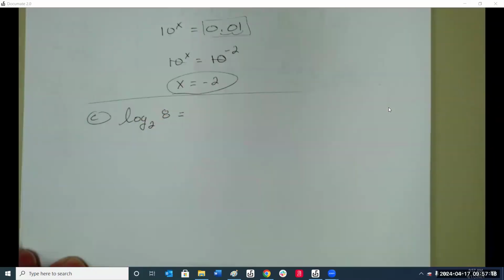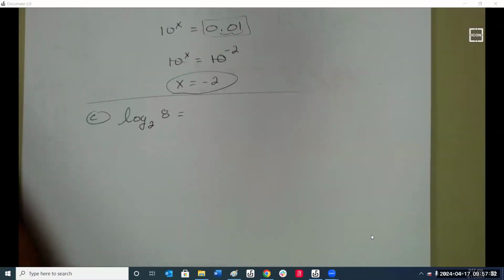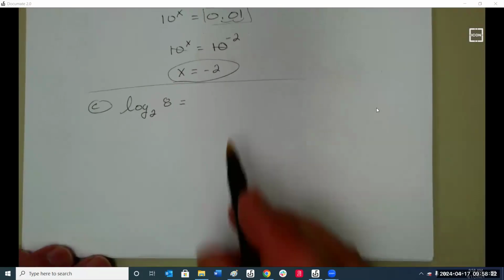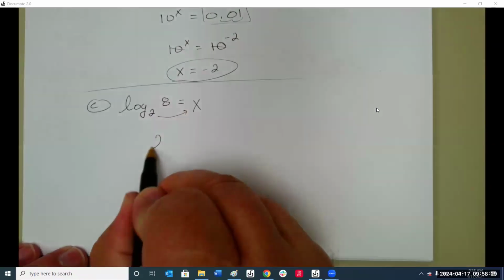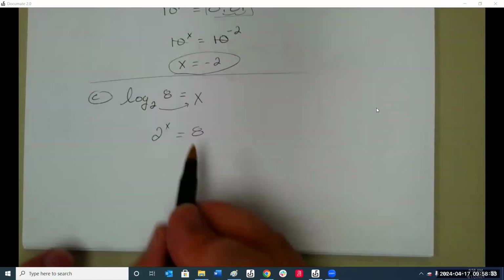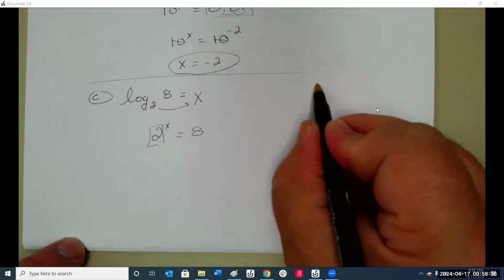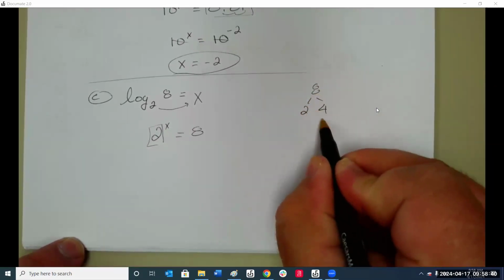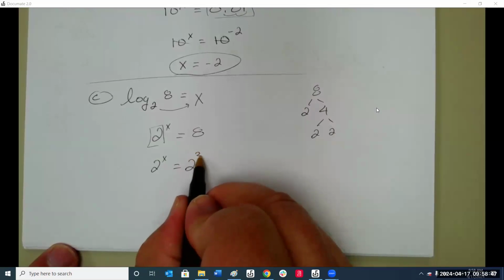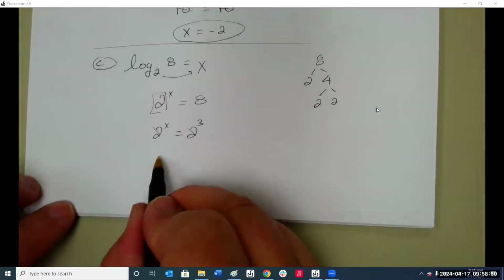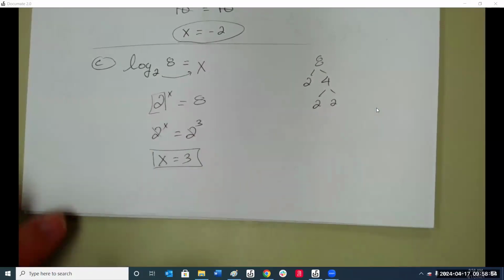Log base 2 of 8. What does that equal? All right, we don't know what it equals. So put x there. The power pushes up the x, so we have 2 to the power x equals 8. So we're looking for a number base 2. So what is 8 made up of? 2 times 4. So 2 to the power x is the same as 2 to the power 3. Since the bases are the same, the exponents have to be the same. x equals 3.